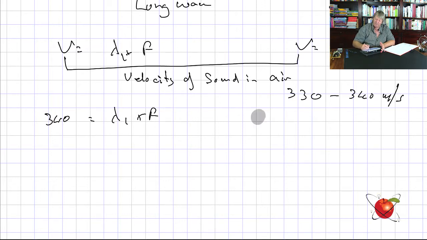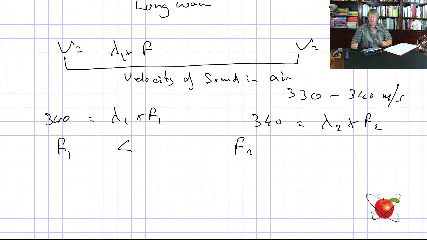and 340 is equal to lambda 2 times frequency. This is frequency of the 1, this is frequency of the 2. Lambda 1 is bigger, so therefore f1 is going to be less than frequency 2. It's a lower frequency, the male voice and the female voice. Just using the wave equation, you can see that.